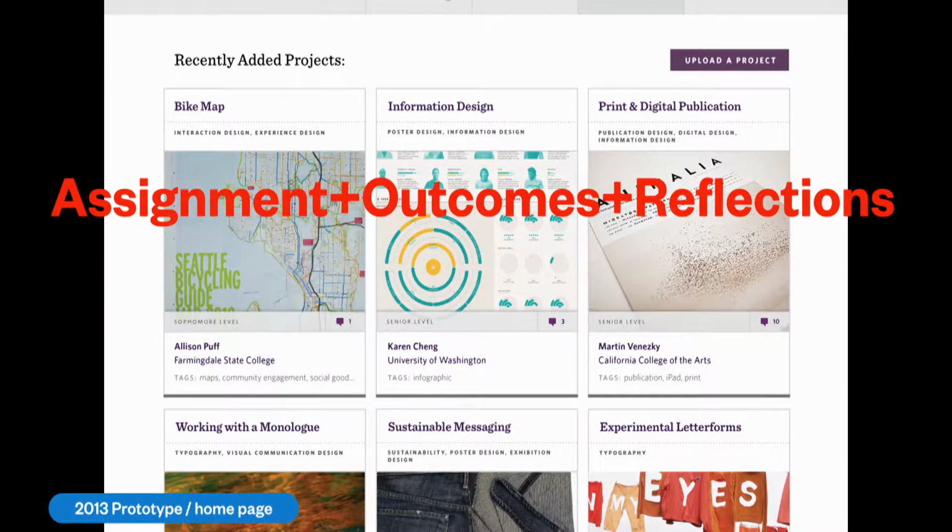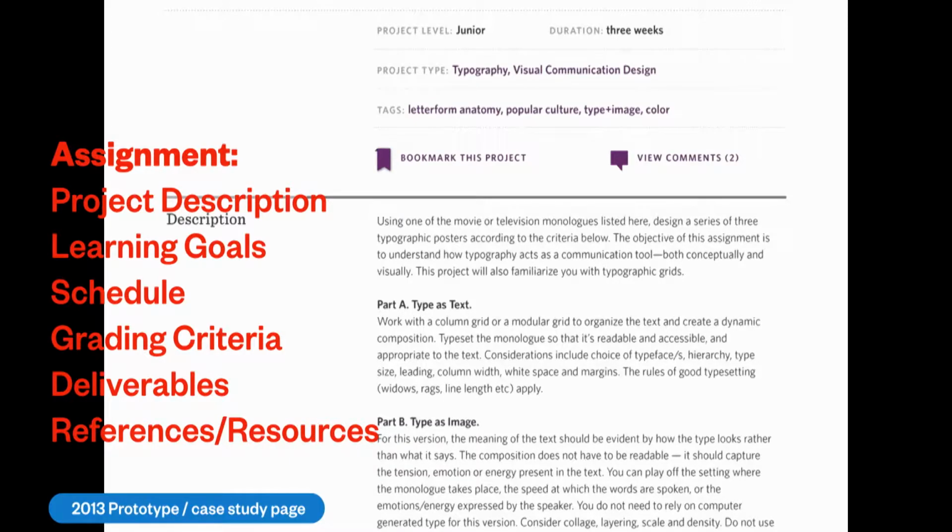The assignments themselves, or the case studies themselves, we built a prototype in 2013. The visual design and architecture are being refined, but each project module, as we call it, consists of 3 key parts: the assignment, the outcomes, and the reflections. The assignment portion is sort of what you'd expect. It's the project details. It's the brief that you give your students. It includes the learning goals, the schedule, grading criteria, deliverables, any resources or references that you might have, books, websites, people that you want to refer them to.